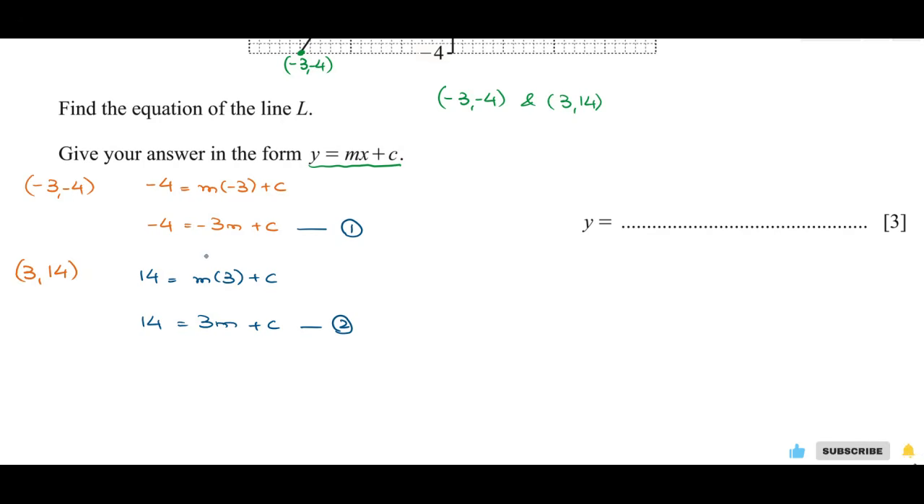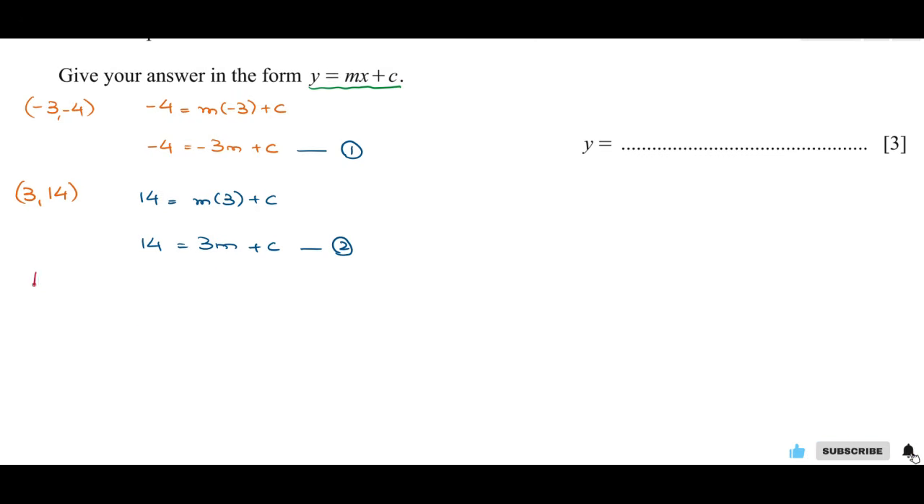Now you guys can see when you add up the two equations, negative 3m and positive 3m, you will cancel this out and solve for c easily, right? Okay, so let me do this. So here I can say, add equation 1 and equation 2.